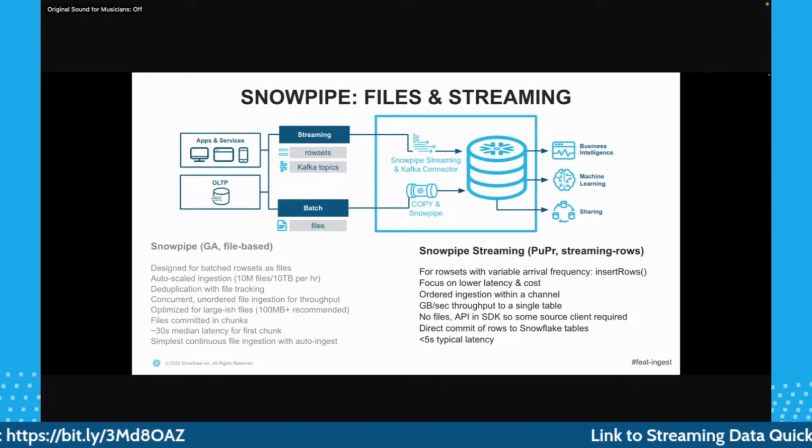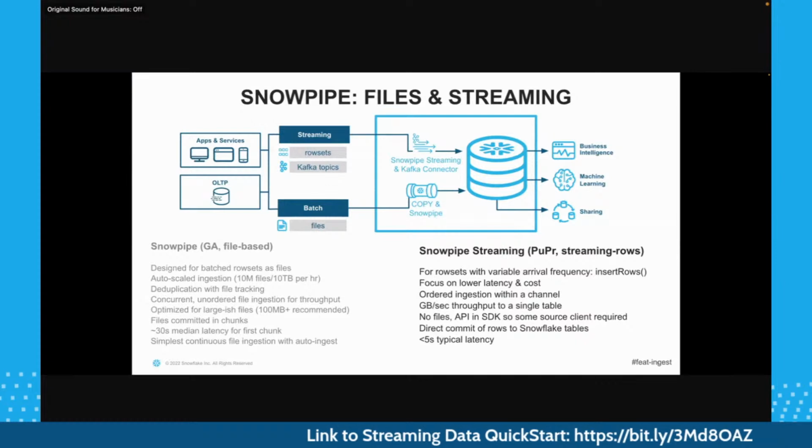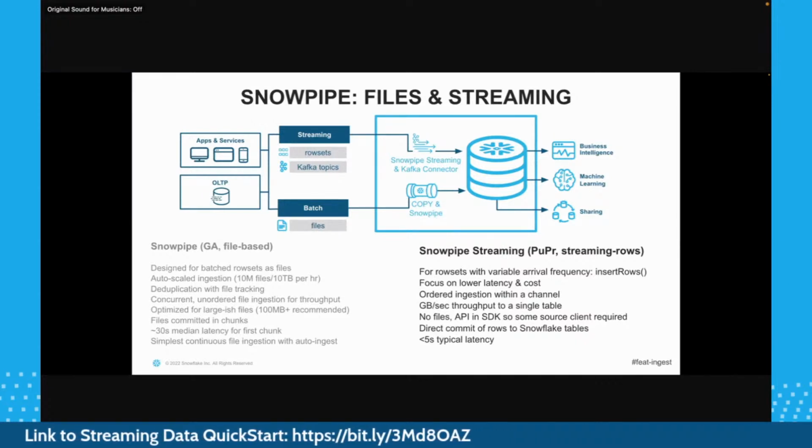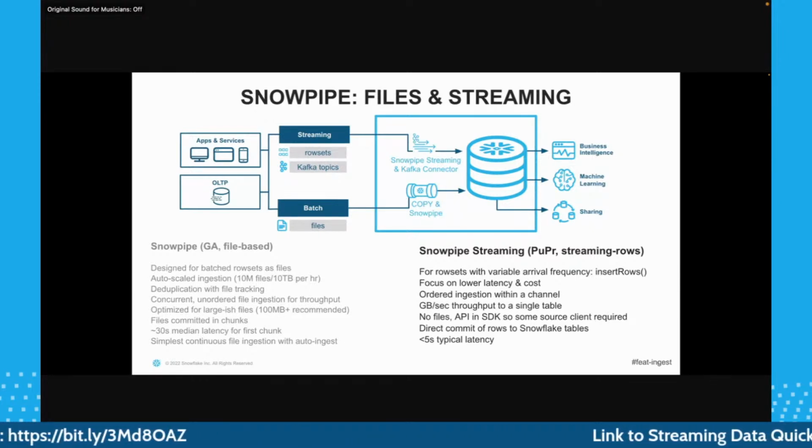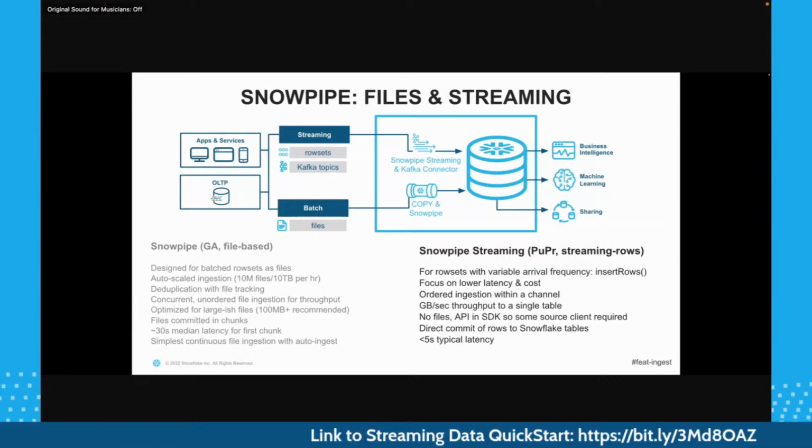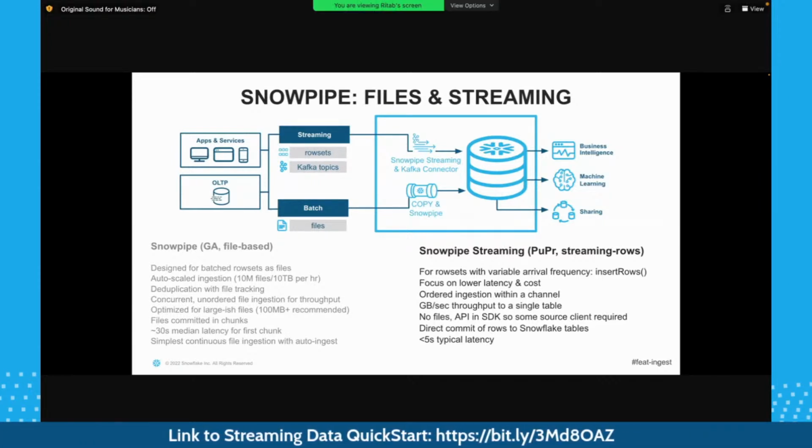Now, while most of the customers were happy with this kind of latency, there were many other customers who had different use cases, where they were talking about bringing in data in real time. So that is where Snowpipe streaming comes into the picture. This is a public preview feature. That means if you have set up a trial account, you can try it out yourself.